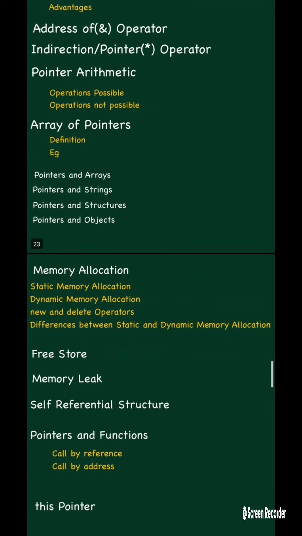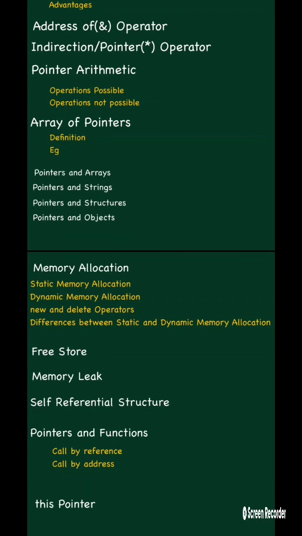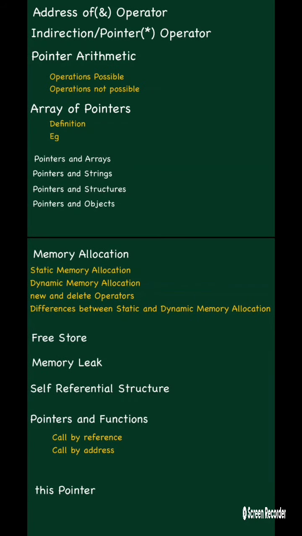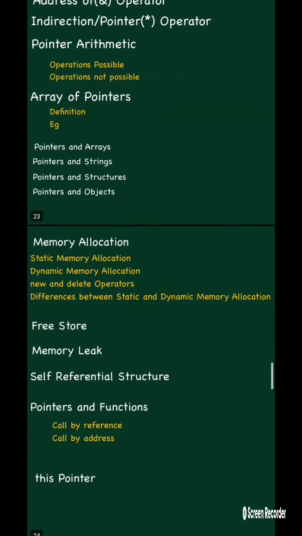Then memory allocation. How can memory be allocated in pointers? Either static memory allocation or dynamic memory allocation. When the allocation of memory takes place before the execution of a program, that is known as static memory allocation. When the memory allocation takes place during the execution of a program, that is known as dynamic memory allocation. And the new and delete operators are important for a 2 marks question. Mention the usage of the new and delete operators.